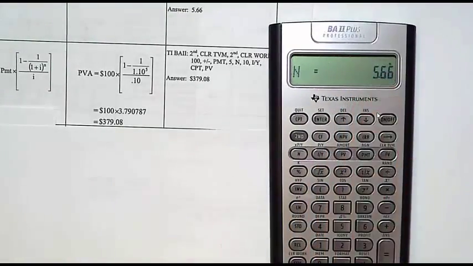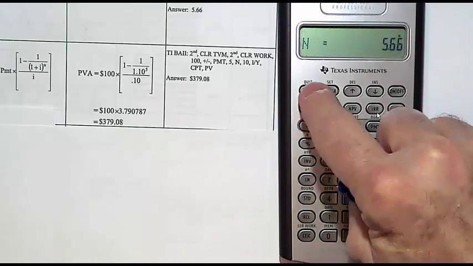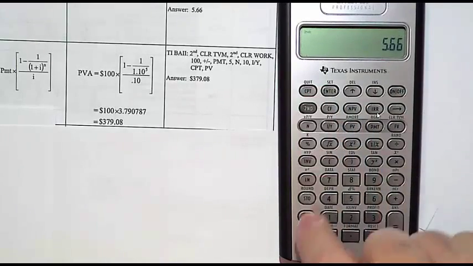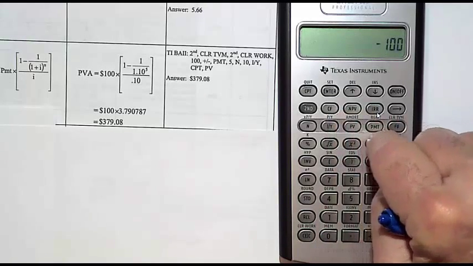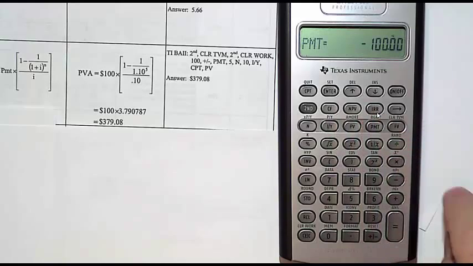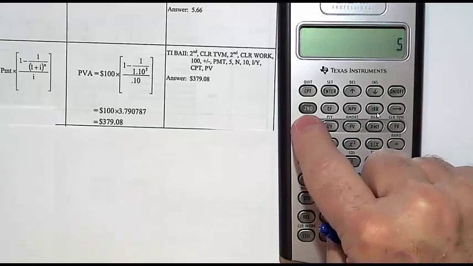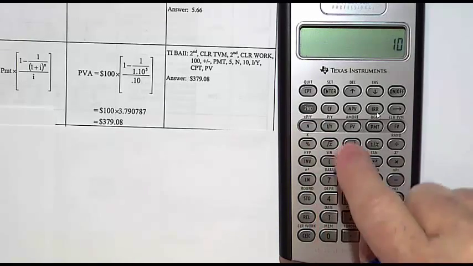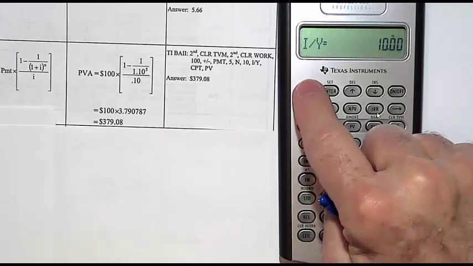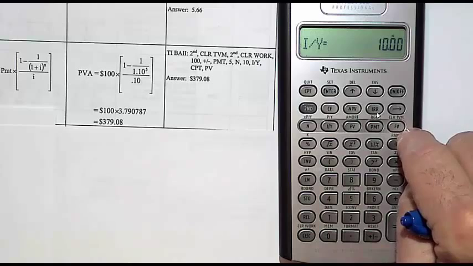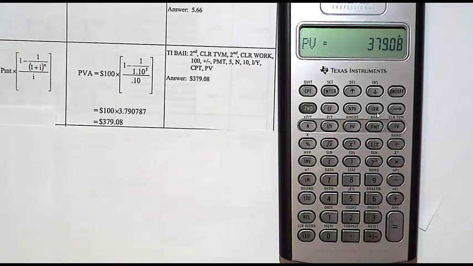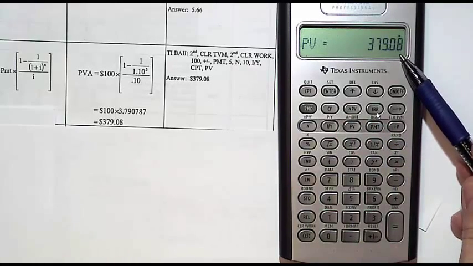If instead we use our handy BA2 Plus calculator, we would clear everything. And we'd say 100 is our payment, 100 plus minus payment. And we would say that our time period is 5, so 5 N, and our rate is 10. And now we're going to compute present value, and we get 379.08.